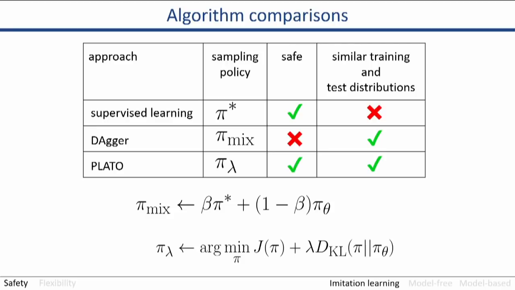And the idea for Plato is that it gets the best of both worlds in some sense. It is safe, because it dynamically chooses when to be more like pi star and when to be more like pi theta. But it also has similar training and test distributions because of this KL divergence term.